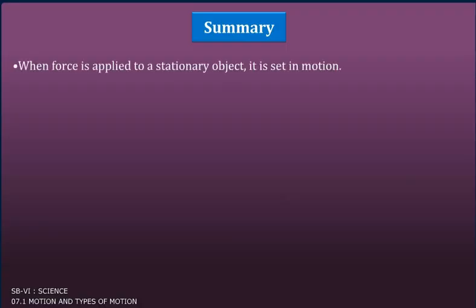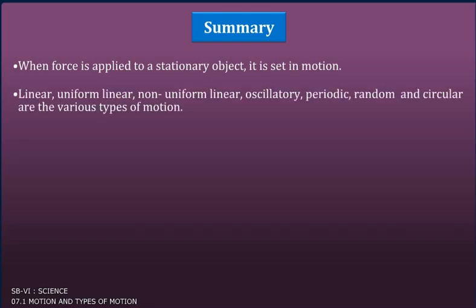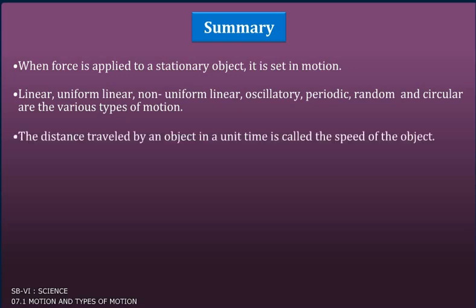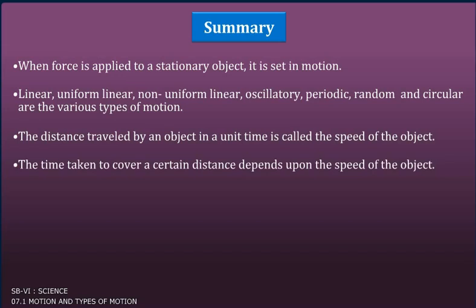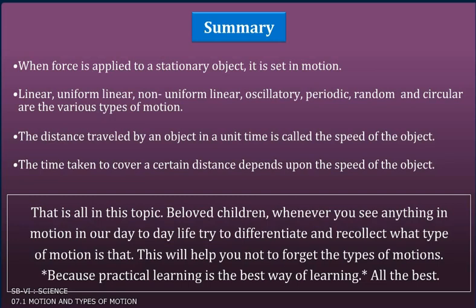Summary. When force is applied to a stationary object, it is set in motion. Linear, uniform linear, non-uniform linear, oscillatory, periodic, random, and circular are the various types of motion. The distance travelled by an object in a unit time is called the speed of the object. The time taken to cover a certain distance depends upon the speed of the object. So, that is all in this topic.